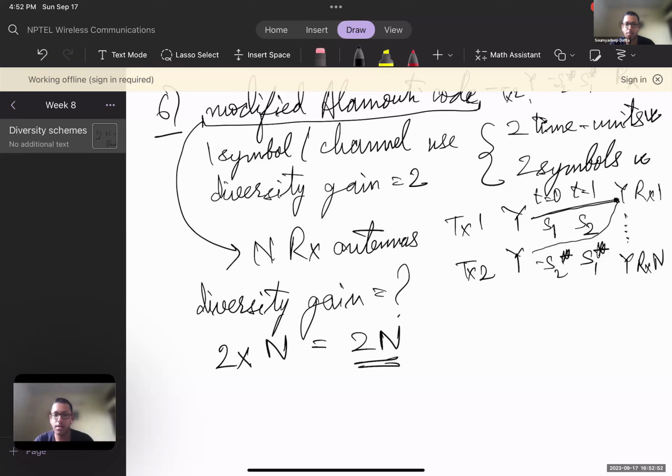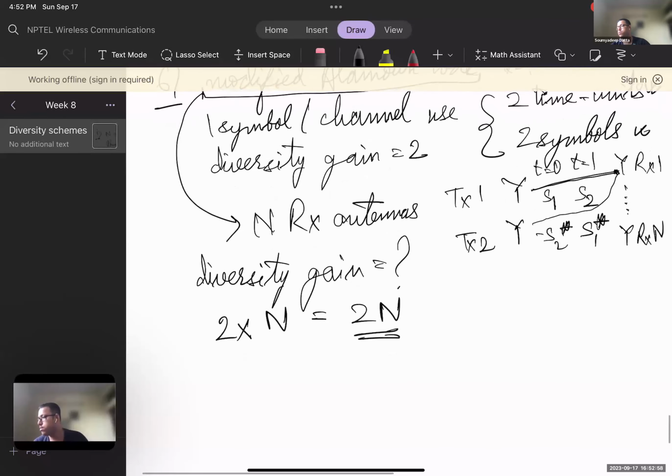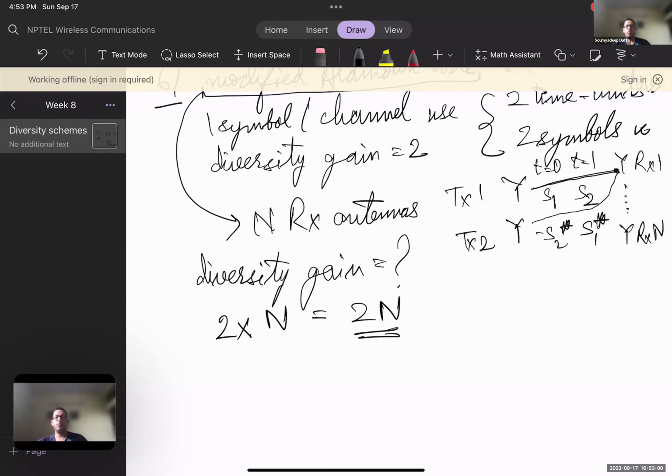I can do the derivation in detail, for any number of antennas, but since there is limited time, if you have any other question, I would like to answer it first. Otherwise, I can just quickly show this derivation.